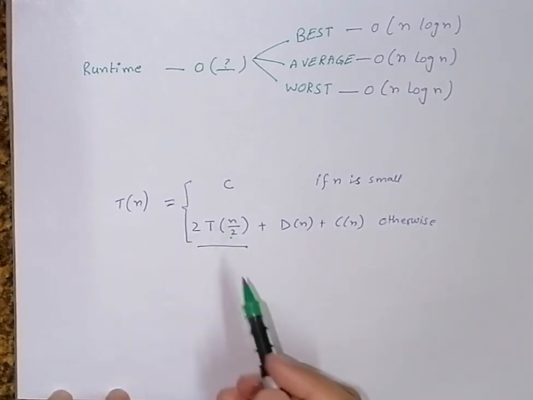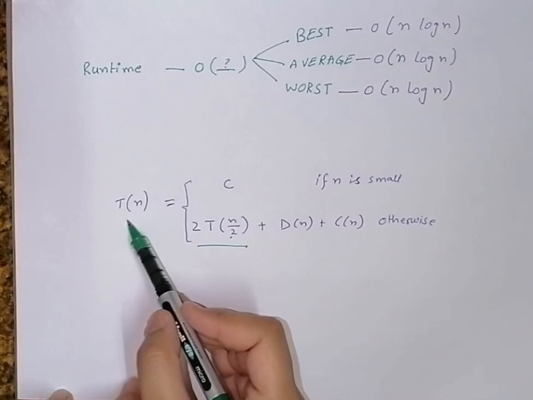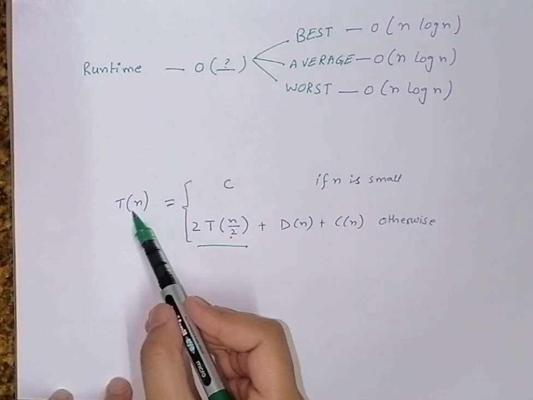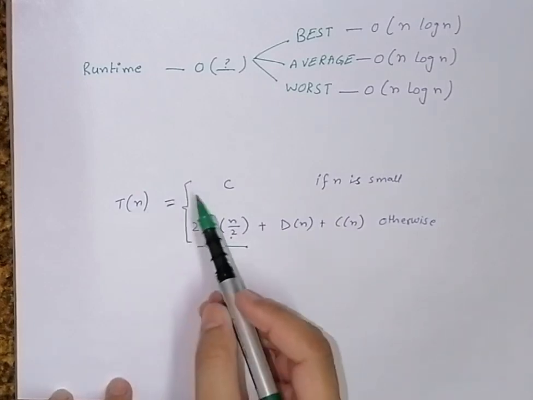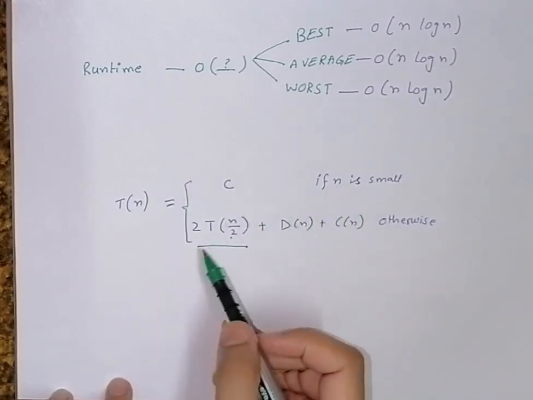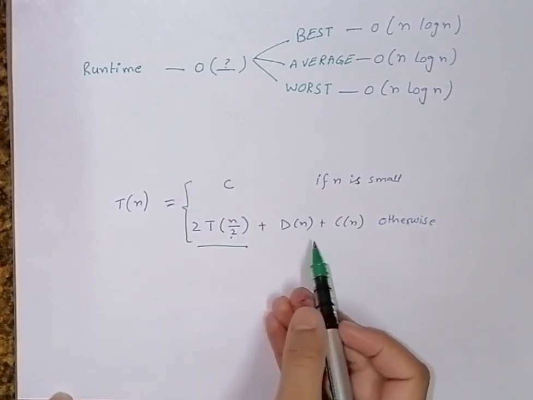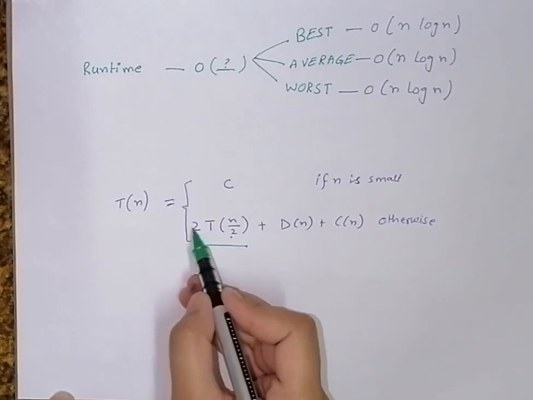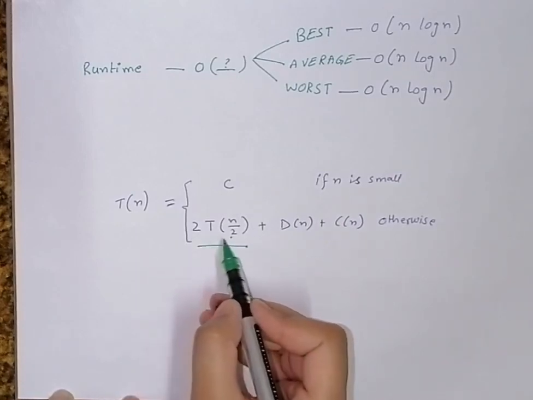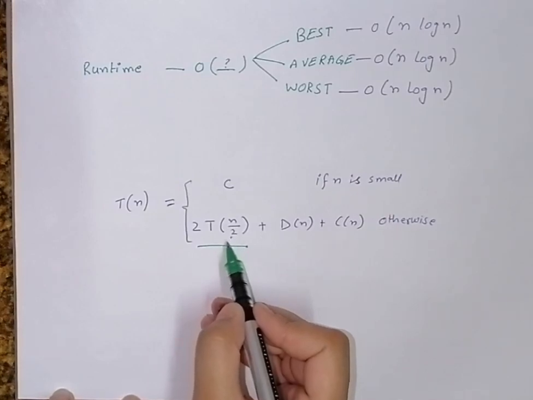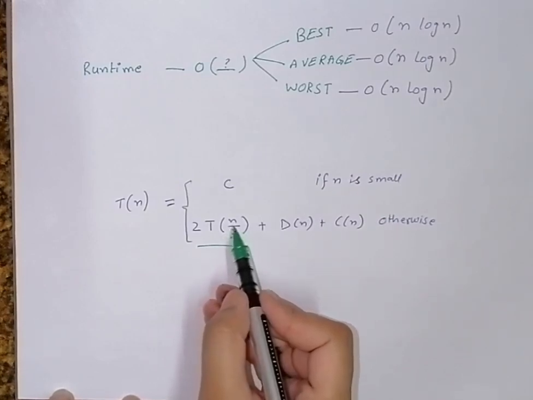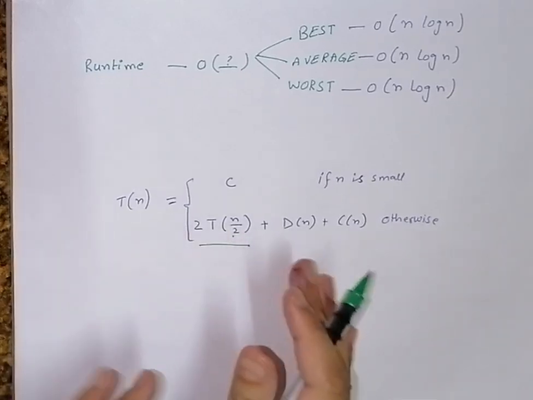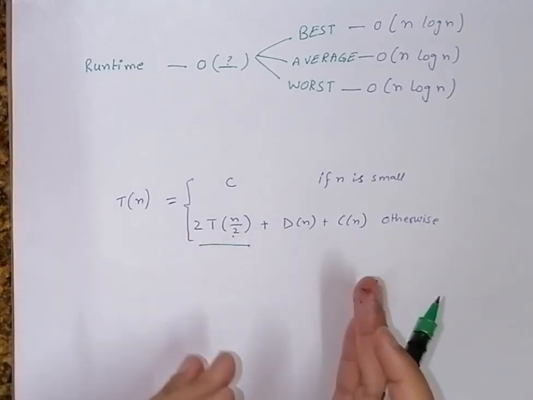I repeat it again. T(n) represents the computational time of merge sort algorithm for input of size n, which is very small if n is small. Otherwise, if n is not small, it basically splits the given array into two parts, and each part has size n by 2. That is the size of the main array or the original parent array divided by 2, as we are splitting the main problem into two subproblems.